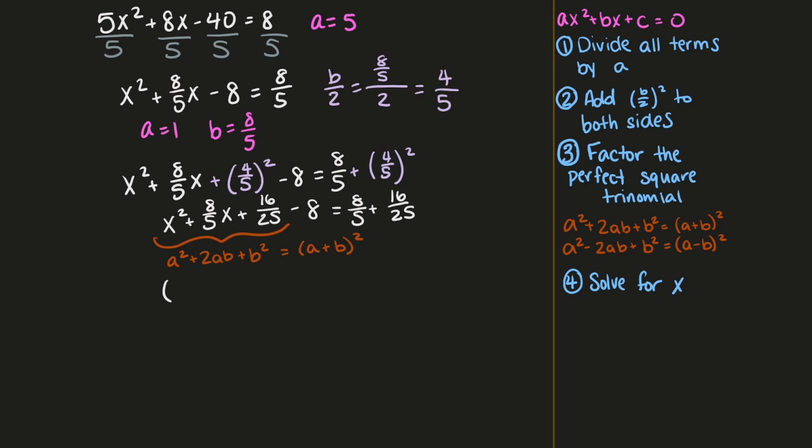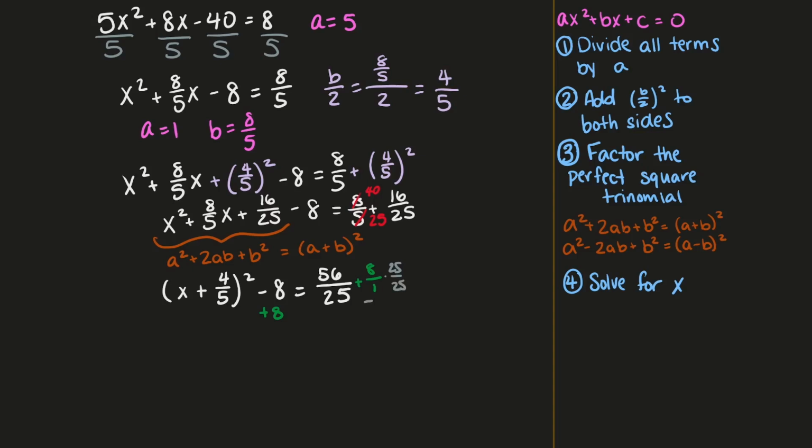So when we factor this, we get x plus 4 over 5 squared minus 8 equals, when we add our right side of our equation together, our 8 over 5 can be rewritten as 40 over 25. So then our fraction will be 56 over 25. And now we can just solve for x. So we'll start by adding 8 to both sides. When I add 8 to my right side, I do need to convert this into a fraction. So we're going to multiply top and bottom by 25.